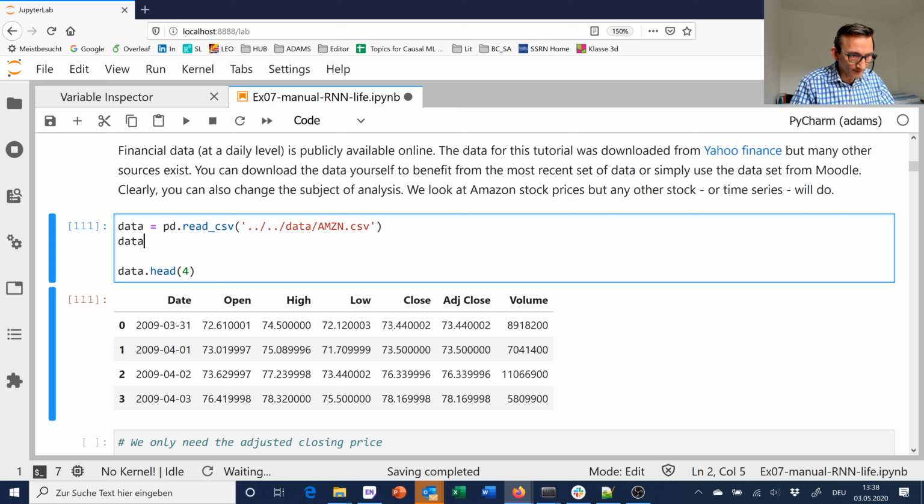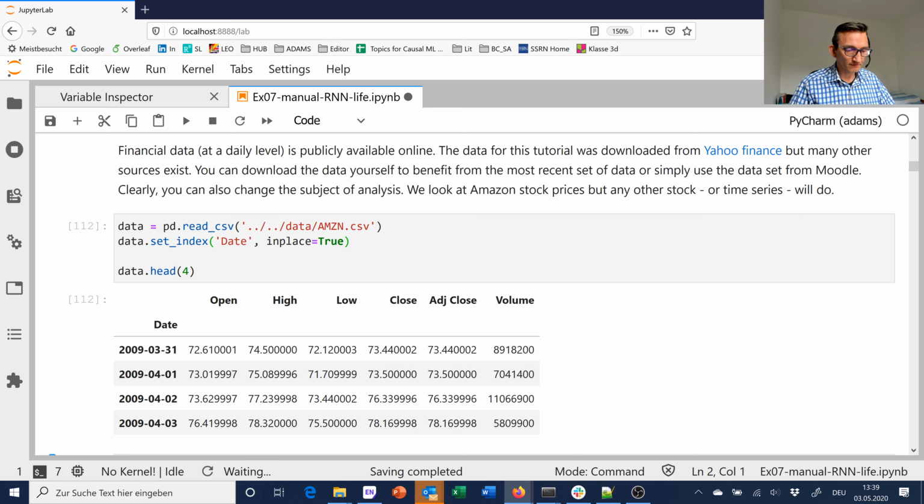Remember, we did something alike last time. There is a function set_index that we can use. And basically, we need to specify what column we want as our index. And because I want to change my data frame as opposed to creating a new variable, I can use the argument inplace and set that to true. That should change my data frame in memory. And when I take a look at it again, then you see that now my index is the date column. All right, so far so good.